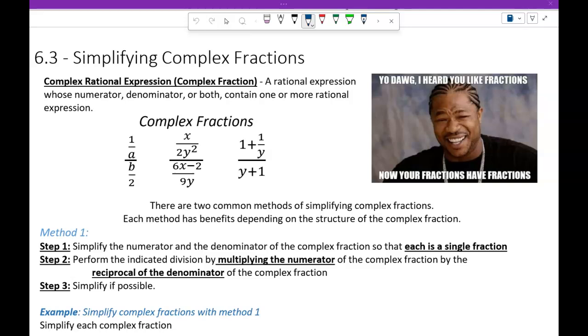Method one is a little simpler. Depending on the form of the rational expression, method one will often be the fastest. It's best when one or more of the parts of our complex fraction are just singular fractions and not multiple terms. The process is basically taking and simplifying the numerator and denominator to ensure that they're a single fraction, and then we perform the indicated division by multiplying the numerator of the complex fraction by the reciprocal of the denominator.